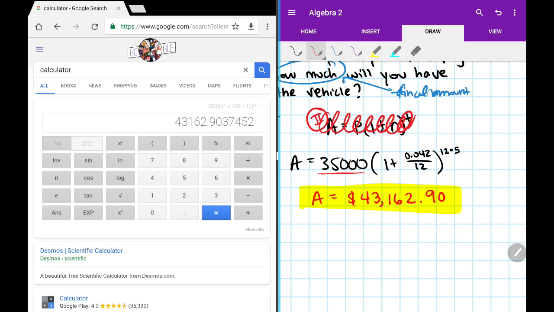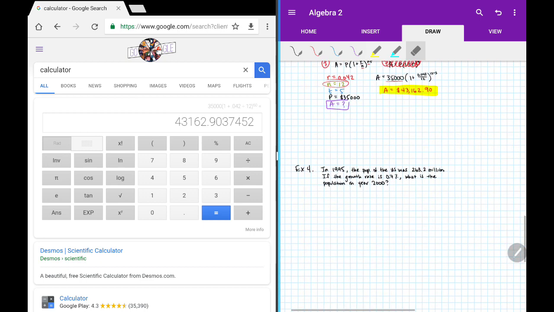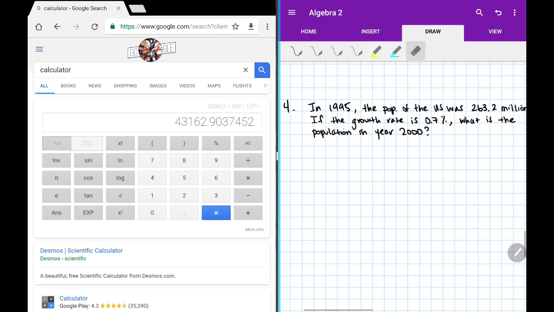And in this case, the extra amount you had to pay just to borrow that money is the difference between $35,000 and $43,000. You're actually paying a total of $8,162.90 in interest alone. So think twice before taking out a loan, but also, sometimes you got to do what you got to do. Okay, so that was the answer. Oh, we have one more. Dang, I thought we were done.